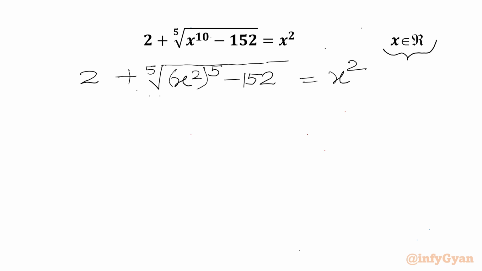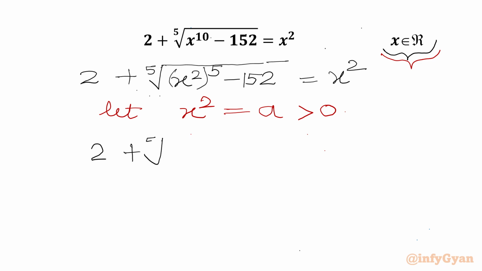Now we have x square in LHS and x square in RHS. So let us assume x square equal to a. Now we are looking for real solutions. So x square cannot be negative. So we can write our a should be positive always. So our equation will become 2 plus fifth root of a power 5 minus 152 equal to a.